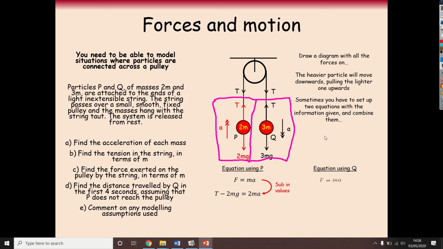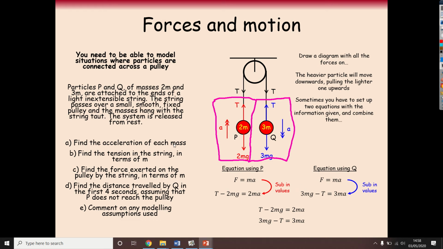The equation using Q, this time it's all the blue stuff. T minus 3mg. Oh, sorry, we're resolving downwards, aren't we? We're resolving downwards towards the acceleration, so this is positive. 3mg minus T equals 3ma this time. So you typically get this kind of reversal of terms here because of that. There's your two equations put together.